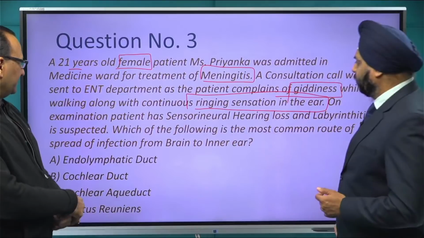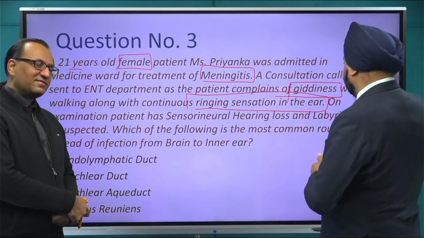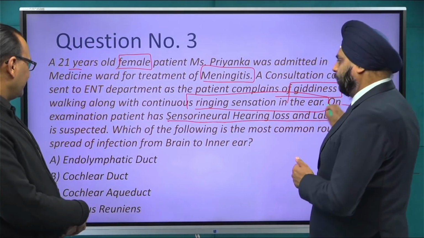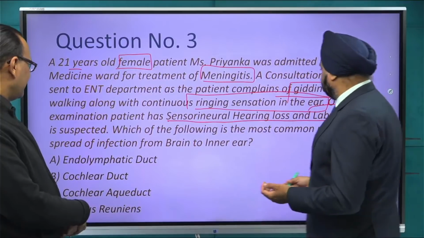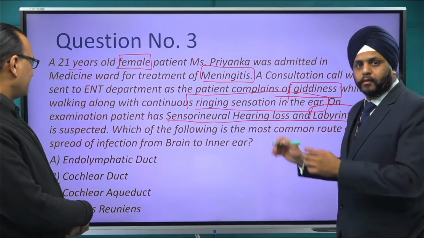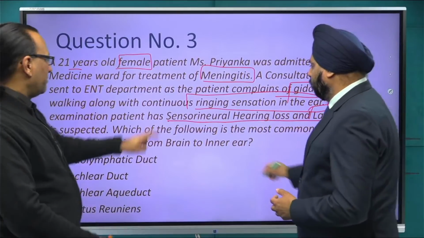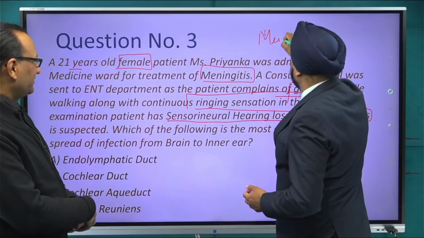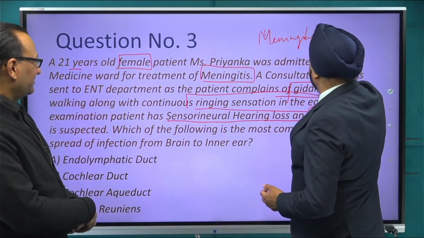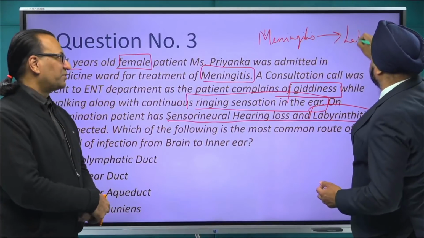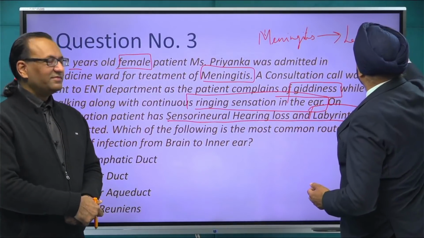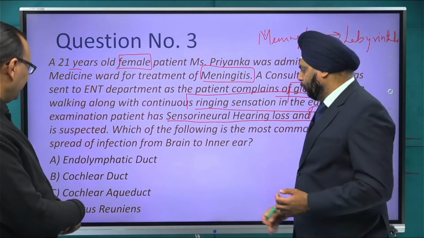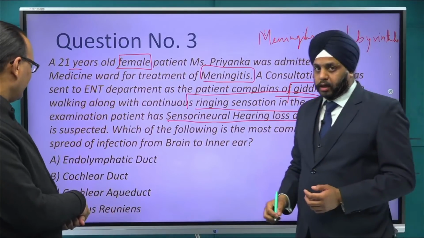So we know that with meningitis, the ear is involved, okay? On examination, patient has sensory neural hearing loss and labyrinthitis is suspected. So my ENT diagnosis is already there. We are suspecting labyrinthitis. That has been mentioned by the examiner over here. It is clear that the patient has meningitis, and from meningitis it has further gone on to become labyrinthitis. Now, which of the following is the most common route of spread of infection from brain to inner ear?